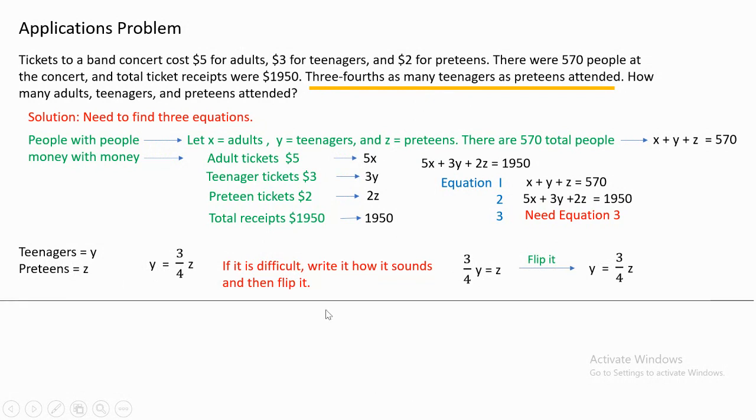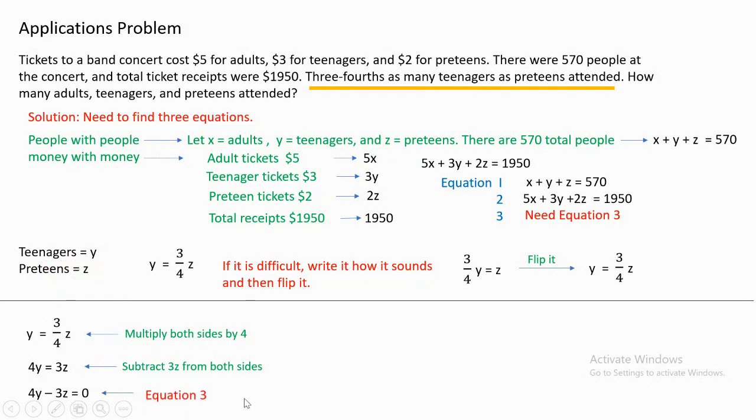Now we want to put it in the form ax plus by plus cz equals d. So here I want to let it equal 0 or a constant. So I'm going to multiply everything by 4. So 4y equals 3z. Now I'm going to subtract 3z. So I have 4y minus 3z equals 0, and that's my third equation. So this is my system.